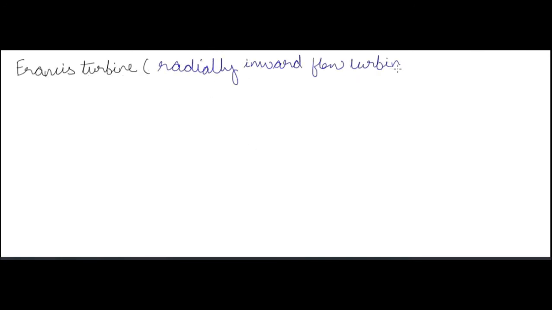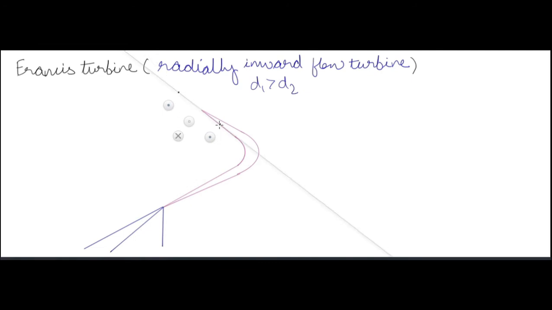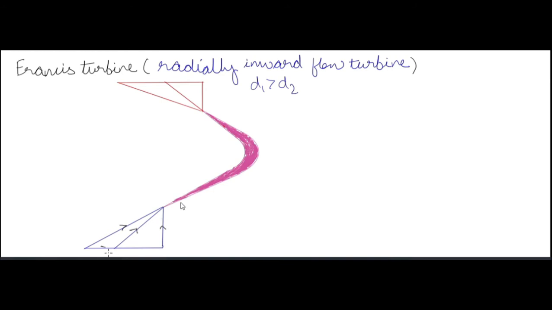Now the velocity triangle. So this is the velocity triangle. The fluid is moving at the tip and going out from the tip radially inward. So this is the velocity triangle.